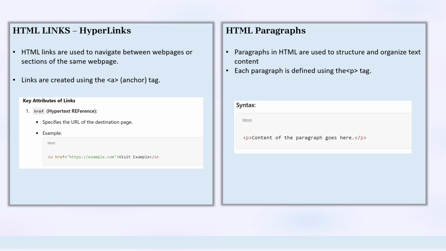HTML paragraphs. Paragraphs in HTML are used to structure and organize the content. Each paragraph is defined using the paragraph tag, which is symbolized as angular brackets with the letter P inside. Syntax of HTML paragraph: first the opening tag, then the closing tag of P, and between them the content of the paragraph goes. What we have to write in the paragraph has to be written between the opening and closing tag of the paragraph. So this is the HTML paragraph and HTML link.